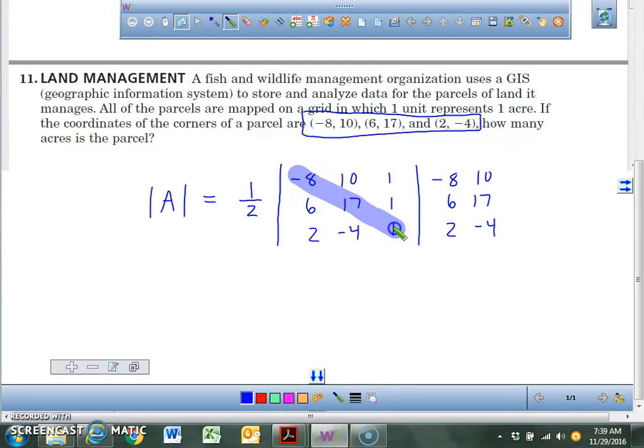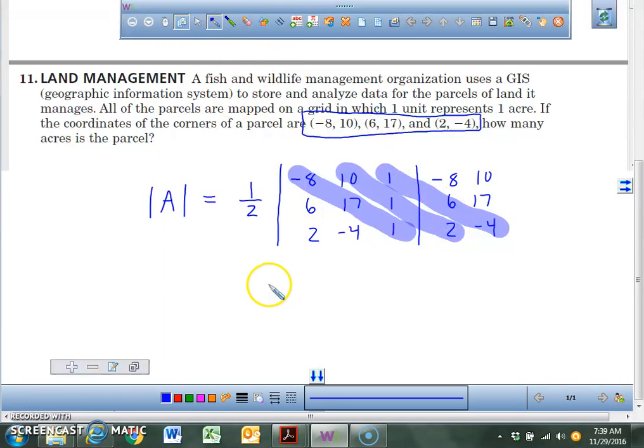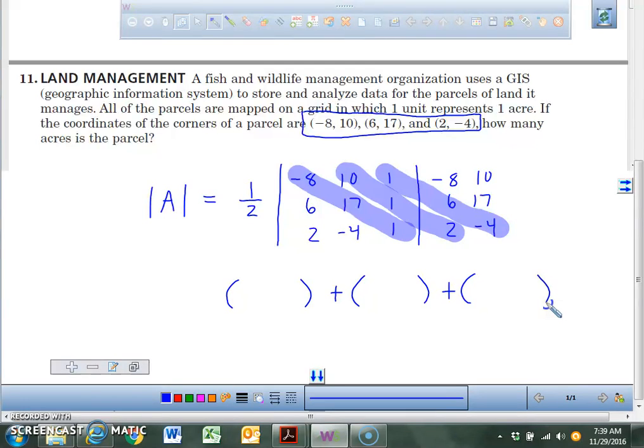We start drawing diagonals. So we're going to start these diagonals right here as best as we can. We have to take the product of the first diagonal, add it to the product of the second, and add it to the product of the third. What do you get for the product of the first diagonal, Nick? -136. So -8 times 17 times 1 gives me that.